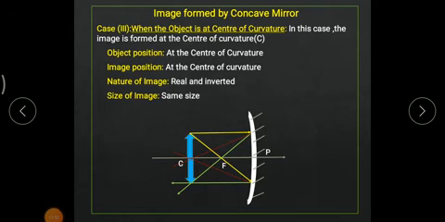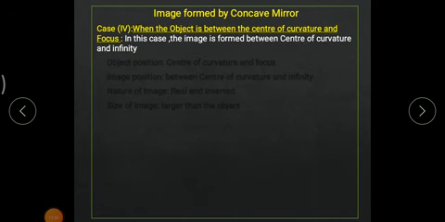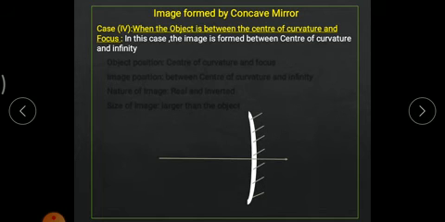Now let us see the fourth case. Now, when the object is between the center of curvature and the focus. Again, concave mirror, principal axis, center of curvature and a pole, focus. Now the object is residing in between the center of curvature and focus. So the object is located between C and F. Again, I have to take a minimum of two rays, then only the image would be obtained.